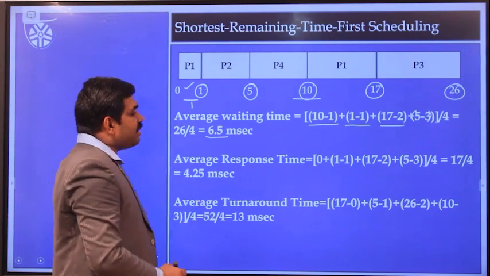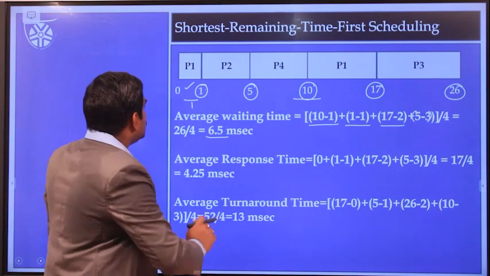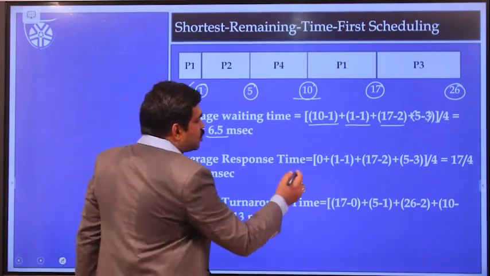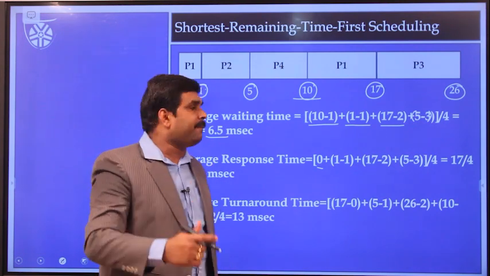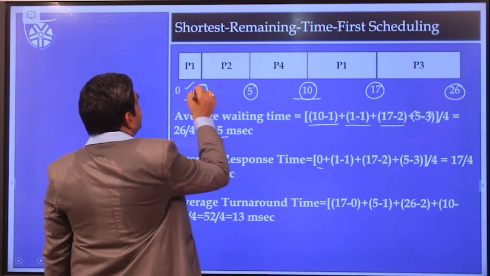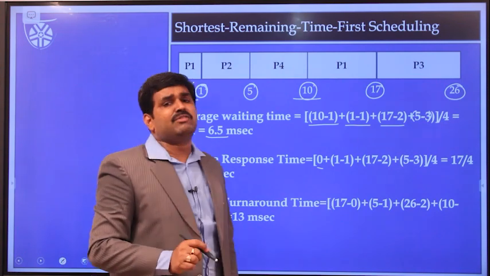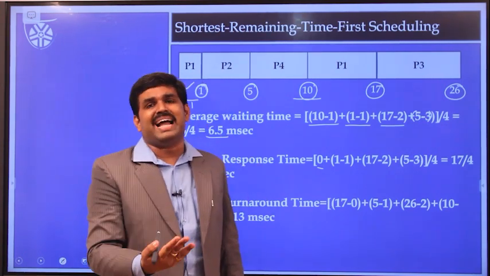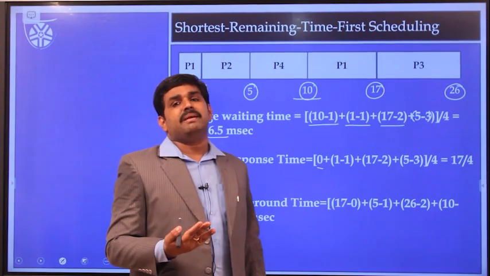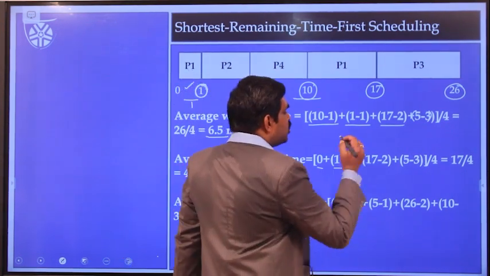What about the process P1? P1 got the first response, right? So it doesn't wait for the CPU. So the response time of the process P1 is 0 seconds. When does process P2 get the CPU? P2 got the first response at 1 second. How much time has it waited for the CPU? It doesn't wait. It means only after 1 second it has arrived, right? So the response time is 1 minus 1, which is 0 seconds.